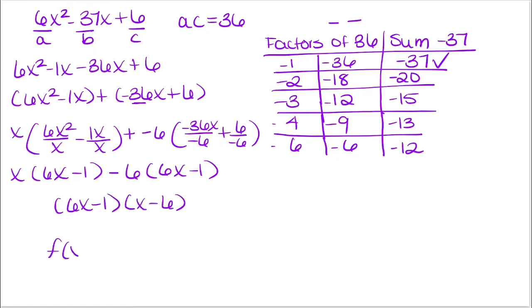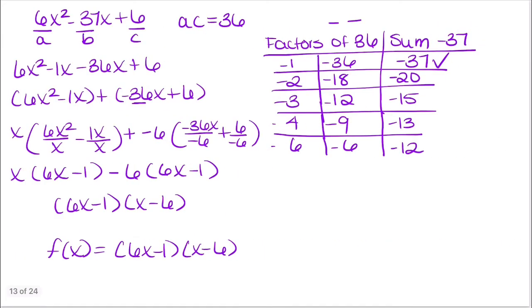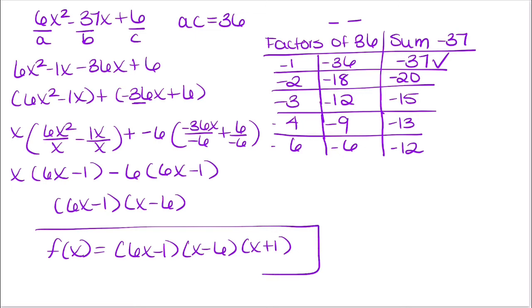So now when we finally write f of x in fully factored form, we're going to write these two binomials that we have here, and we go back and pick up the one that we found when we factored in Desmos, right? So we had x plus 1. That was also one of our factors. Okay, so that is the fully factored form of that original expression.